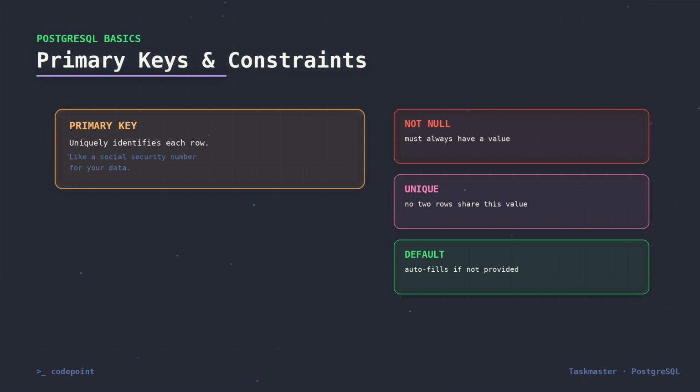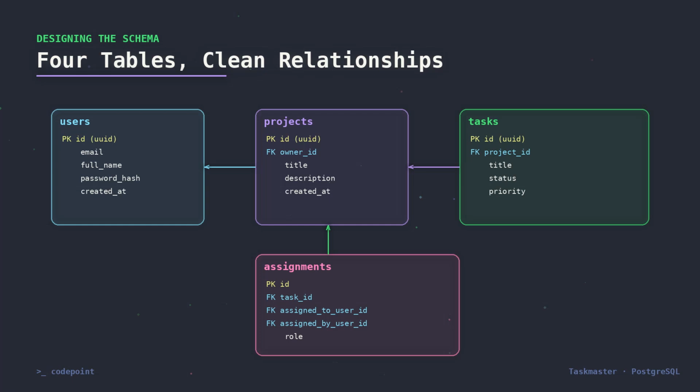Primary keys and constraints. Every table needs a primary key, a column that uniquely identifies each row. It's usually an ID. No two rows can have the same primary key. It's like the social security number of your data. You'll also want constraints to keep your data clean. Not null means a column must always have a value. You can't leave it blank. Unique means no two rows can have the same value. Perfect for emails. Every user must have a unique email. Default. If you don't provide a value, the database automatically uses this one. For timestamps, we often use the current time. These constraints might feel like extra work, but they save you from bugs and data corruption down the road.